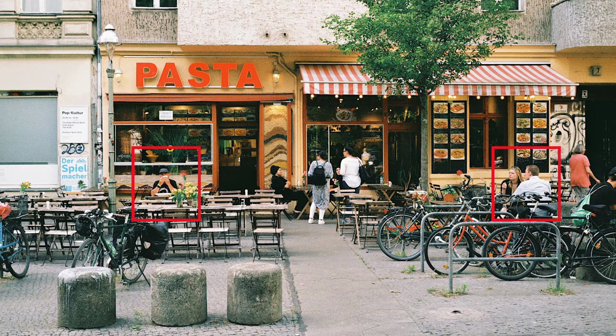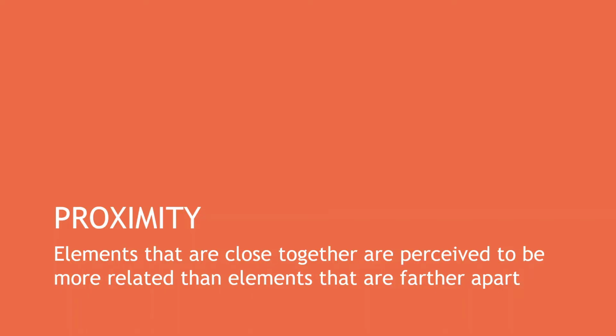Does he know them? Well, I guess we'll never really know, but I think we can agree there's some sort of relationship between the people on the right, but probably not with this solo guy and the others in the picture. And why did we make that conclusion? Well, it's because of how close people are to each other, right? The principle of proximity says that elements that are close together are perceived to be more related than elements that are farther apart. In other words, group related items together, and if they're not related, then don't group them.